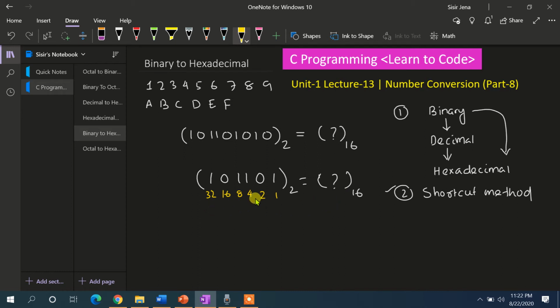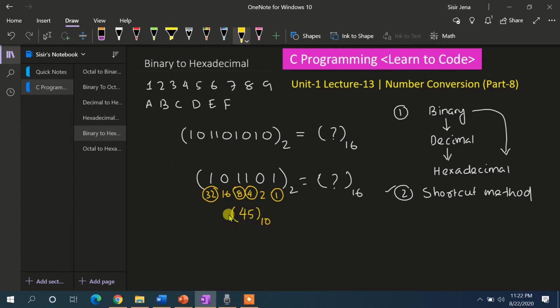After writing the formula, wherever you find 1, you circle those numbers. So 32 will be circled, 8 will be circled, 4 will be circled, and 1 will be circled. Now you add those values. 32 plus 8 is 40, 40 plus 4 is 44, 44 plus 1 is 45. So this is 45 in decimal, which means this binary number is already converted into a decimal number.